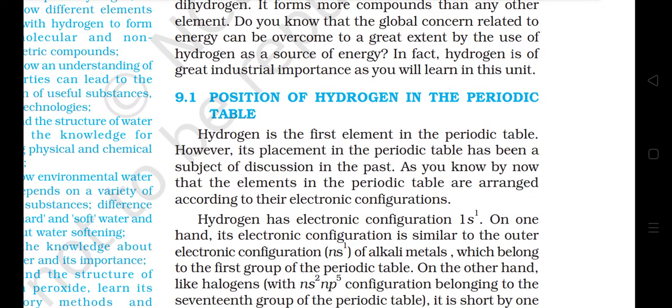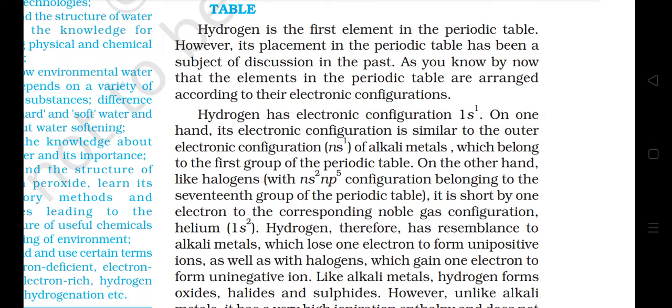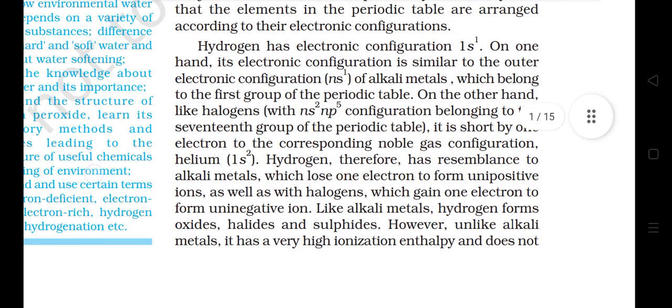9.1 Position of hydrogen in the periodic table. Hydrogen is the first element in the periodic table. However, its placement in the periodic table has been a subject of discussion in the past. As you know by now, the elements in the periodic table are arranged according to their electronic configurations. Hydrogen has electronic configuration 1s1. On one hand, its electronic configuration is similar to the outer electronic configuration of alkali metals, which belong to the first group of the periodic table.